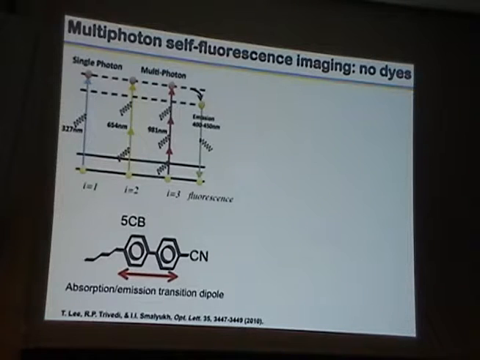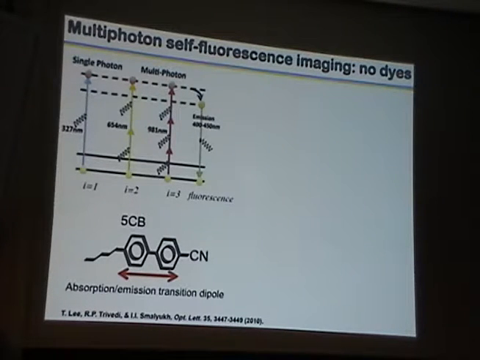But as you can see, we can use not only single photon but also two-photon and three-photon processes to excite and get fluorescence from liquid crystal molecules like the 5CB molecule you see in here.